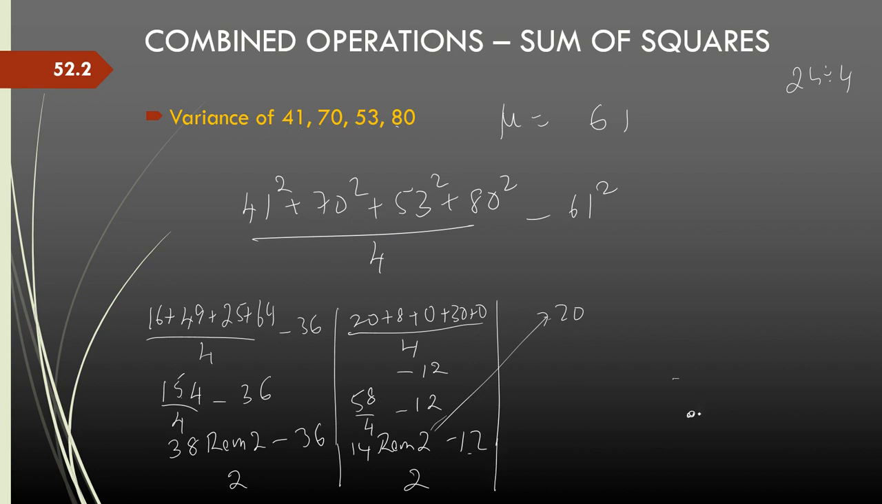Now, for the third part, before I get to the decimal, I add 20 plus the squares of the ones digits, 1 plus 0 plus 9 plus 0, all of this divided by 4, minus 1.